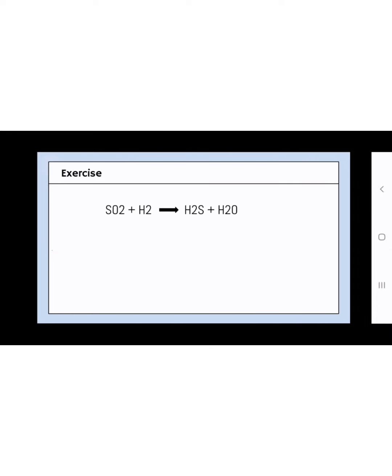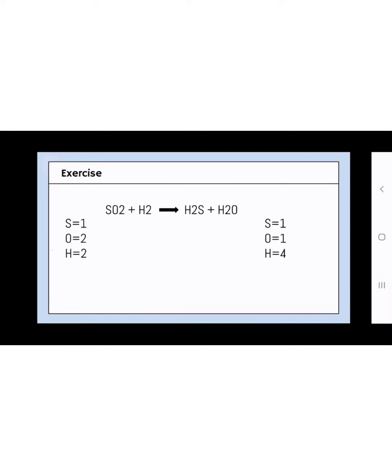Here we have a chemical equation. On the left side, in the reactive, we have 1 atom of sulfur, 2 atoms of oxygen, and 2 atoms of hydrogen. On the right side, in the product, we have 1 atom of sulfur, 1 atom of oxygen, and 4 atoms of hydrogen, because if we add the 2 atoms that each hydrogen has in the product, it will give us 4 atoms of hydrogen.